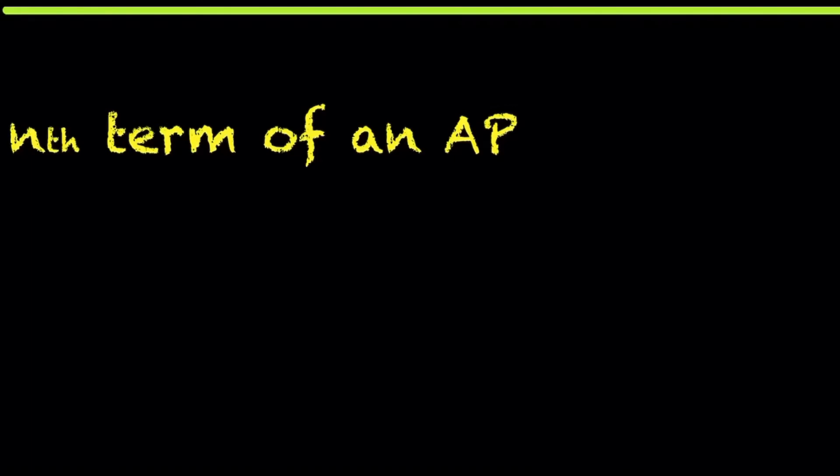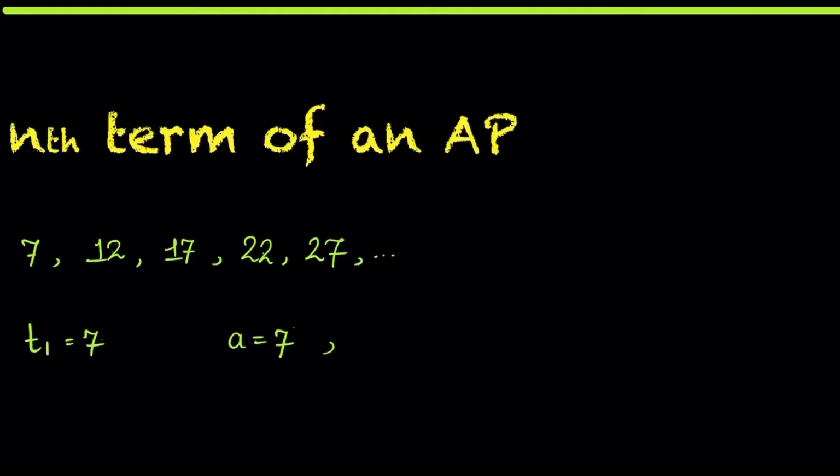So see this AP: 7, 12, 17, 22, 27 and so on. You can actually find out the common difference by watching the sequence. So the common difference is 5. See here, the first term T1 is 7. The first term is also written by the symbol A or T1. You can use any letter. So 7, then D is 5.